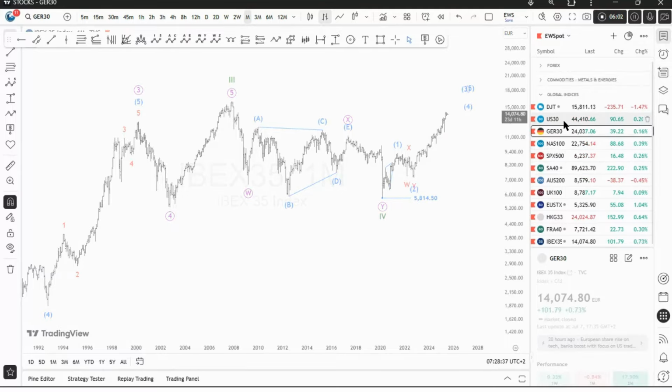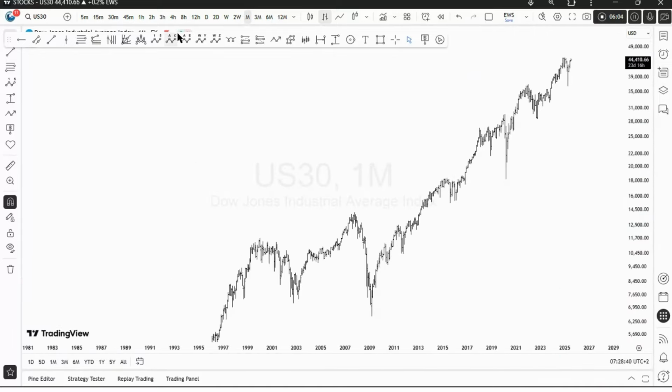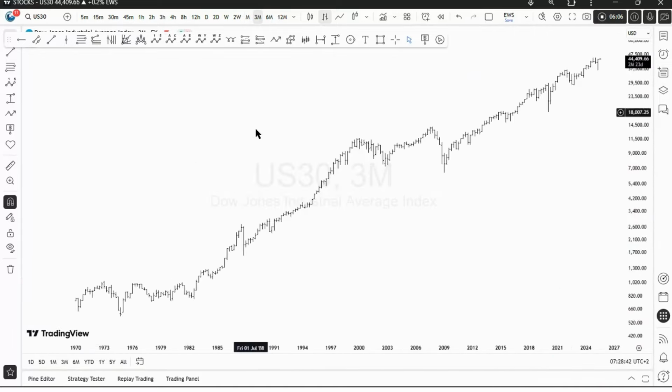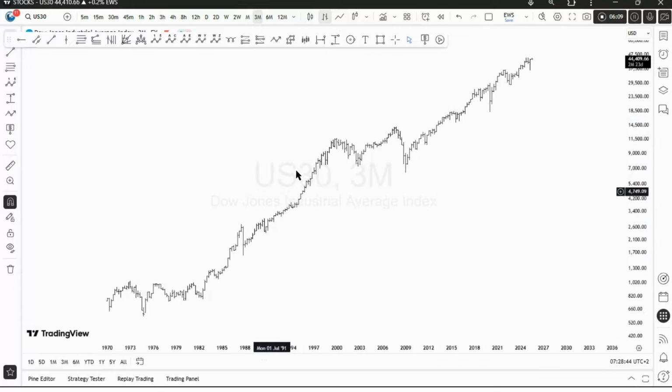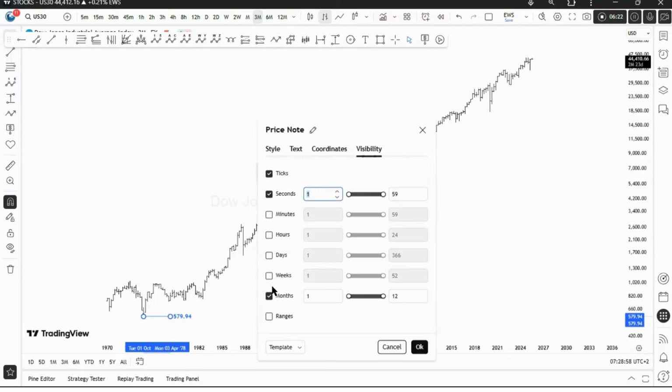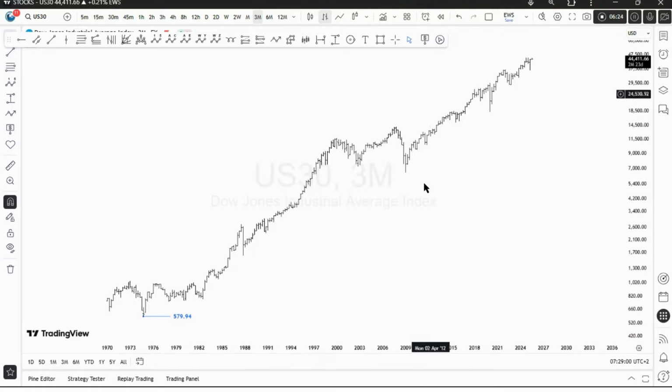So going back to the US 30, let's go back to quarterly. So you can see that this data allows me to count it as a complete impulse wave. So let's first mark the lowest low here. So there is our lowest low right there. So let me just highlight it for you. There is our lowest low. And then the higher side, there is no need for us to complete it, because I don't think it's a complete pattern.